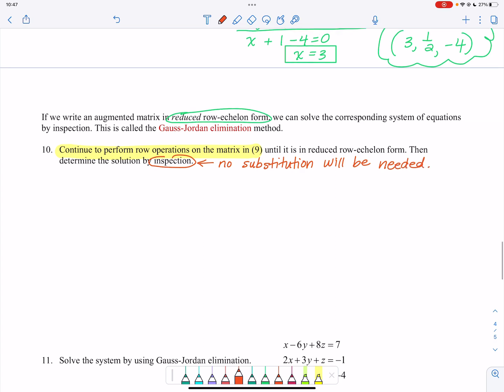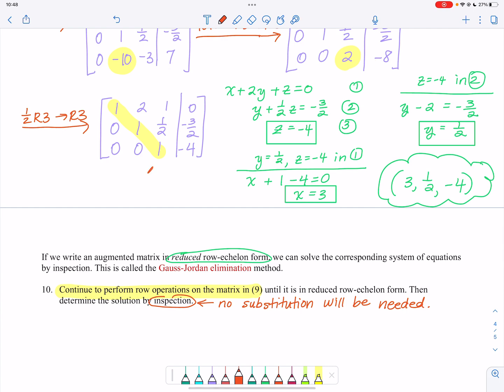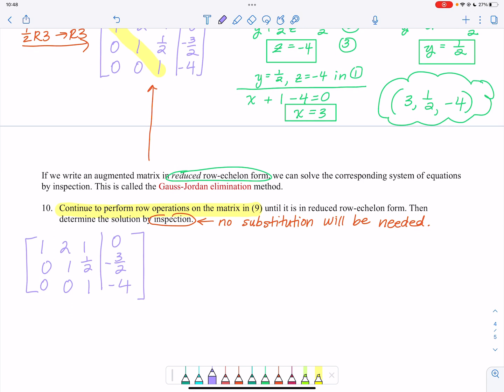Okay, so looking at where we were in number 9, as you can see this matrix right here. Let's go ahead and write that matrix. So we have 1, 2, 1, 0, 1, 1/2, -3/2, and 0, 0, 1, -4. Okay, so we will work on this value right here, and we will want that to be a 0. So we will take -2 times row 2, and we will add that to row 1 and replace row 1 with that.